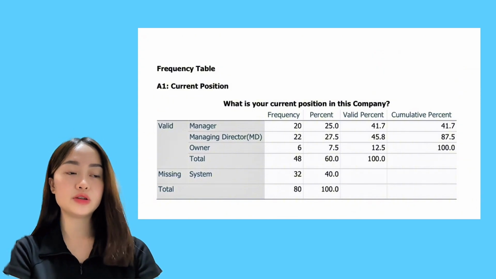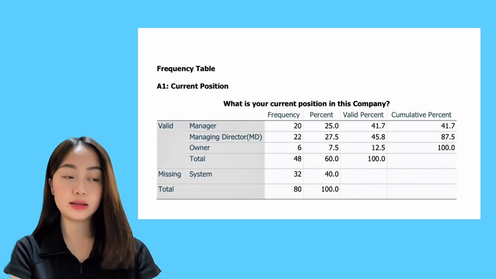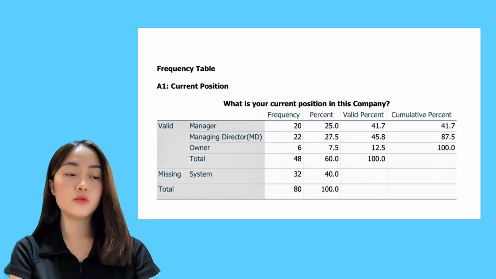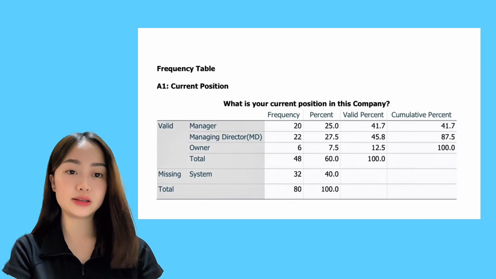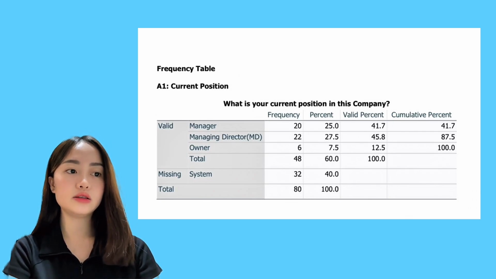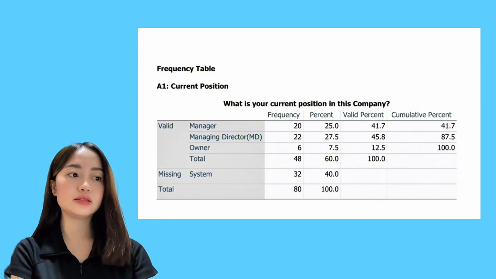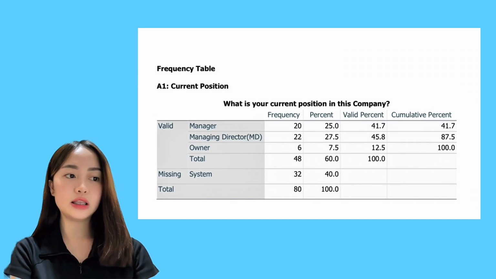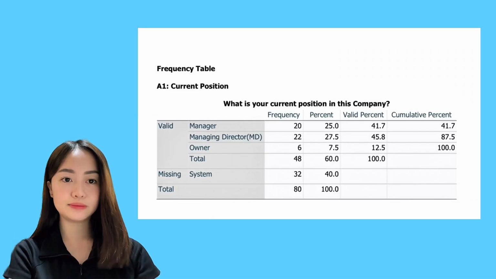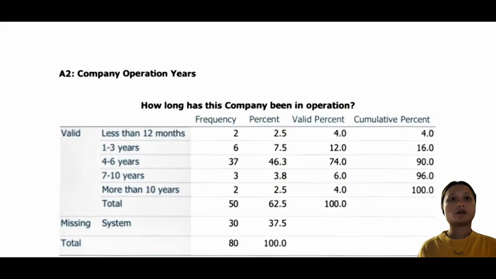The small proportion of owners may reflect a more formal business structure, where ownership and management are separate. Notably, 40% of responses were missing, possibly due to reluctance in disclosing position titles. Overall, this distribution ensures that the insights gathered are informed by individuals with managerial and executive experience, which adds credibility to the study findings. About the data we collected regarding how long the company has been in operation.